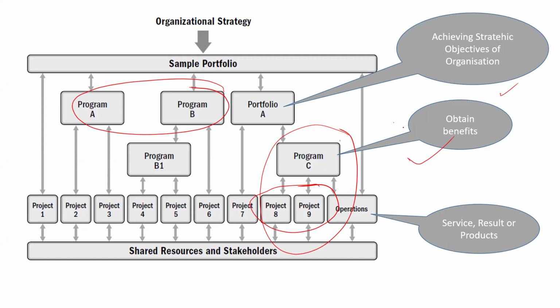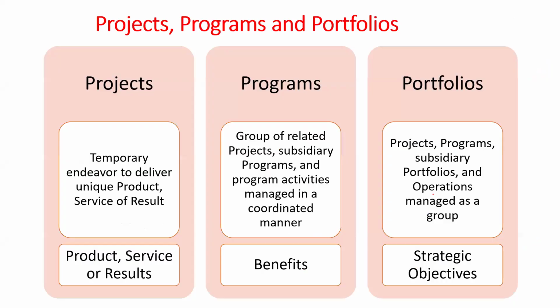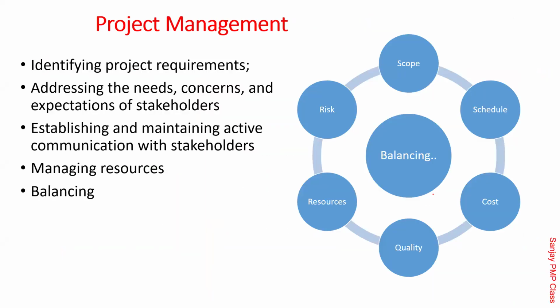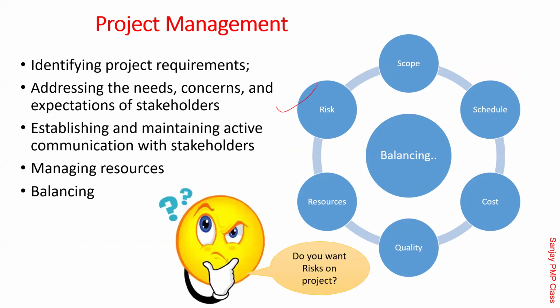The programs are there for getting the benefits, while projects are told what service, result or product is expected, and they work hard to achieve it. This is a recap, and that's why I'm jumping through those slides. There are six parameters you need to balance to be a successful project manager, including risk. Remember, risk is also an important parameter to be balanced. Saying that I don't want to take any risk is not a great style. Saying that I'm ready to take all the risk is also not a great thing. You need to take a balanced view. Certain risks you need to take, and certain risks you should not take.